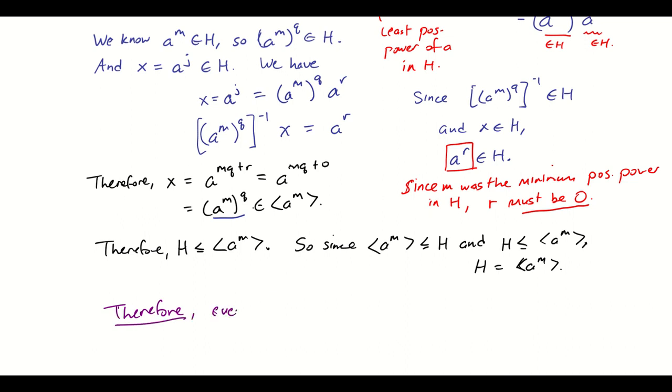every subgroup, good lord, my pen is skipping like crazy, every subgroup of a cyclic group is cyclic. And that's it.